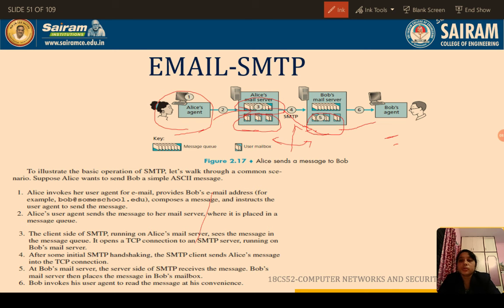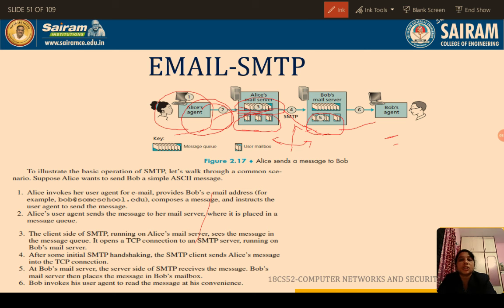Okay, so if you see these commands, I'll read them one by one. As I said, Alice invokes her user agent for email and provides Bob's email address, composes a message and instructs the user agent to send the message. Alice's user agent sends the message to her mail server, where it is placed in the message queue. Then the client side of the SMTP running on Alice's mail server sees the message in the message queue. So this is the client side.